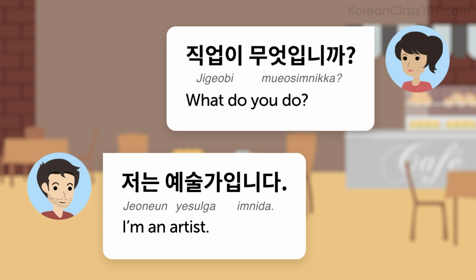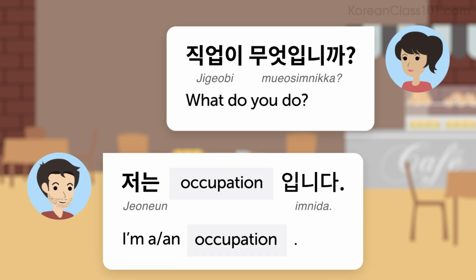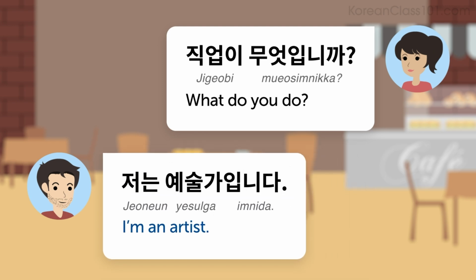Now, how do you answer this question? This is the pattern you'll need. 저는 your occupation 입니다. I'm a, an, your occupation. For example, I'm an artist. 저는 예술가입니다.